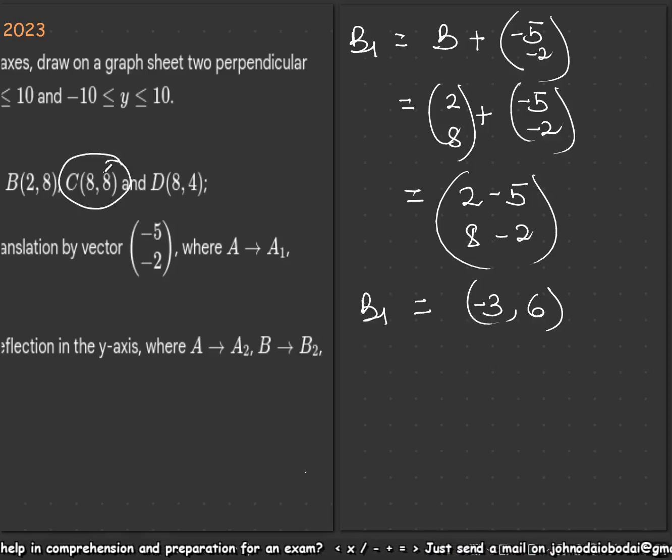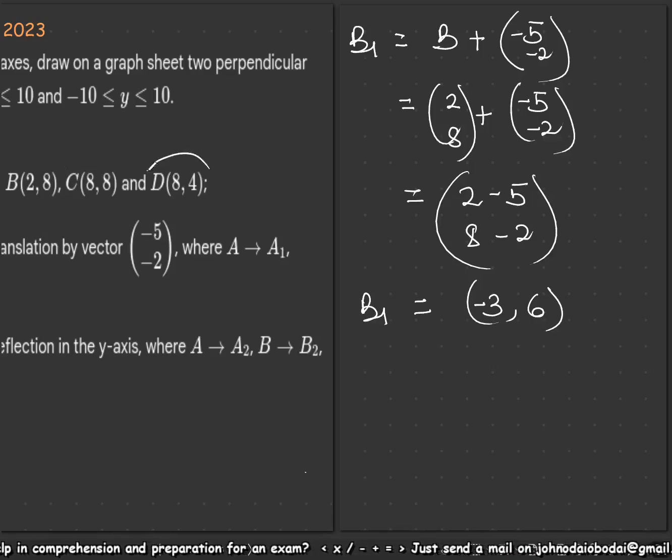Work out for C. C was 8, 8. Then work out for D. Then you can let me know in the comment section what you get after that.